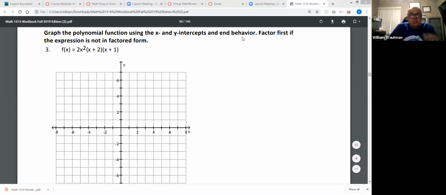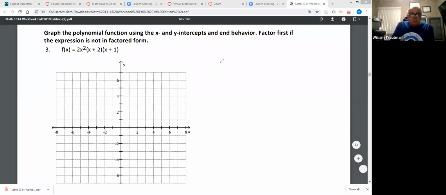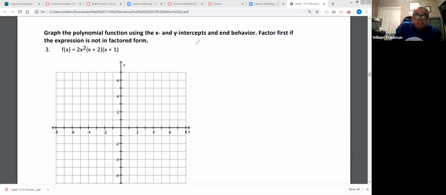Graph this function using the X and Y intercepts and the end behavior. Factor first if the expression is not factored. So it is factored already. So this expression is factored. So we have to know, and we can just say this 2x squared. Well, I'm going to try to save some space.